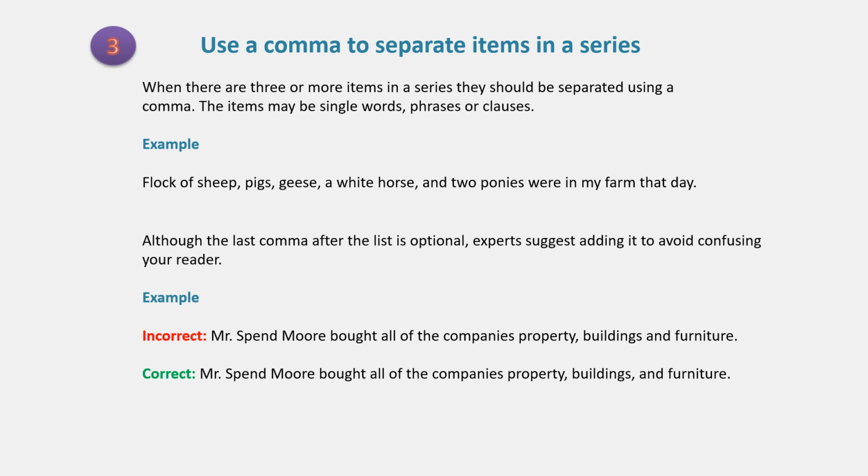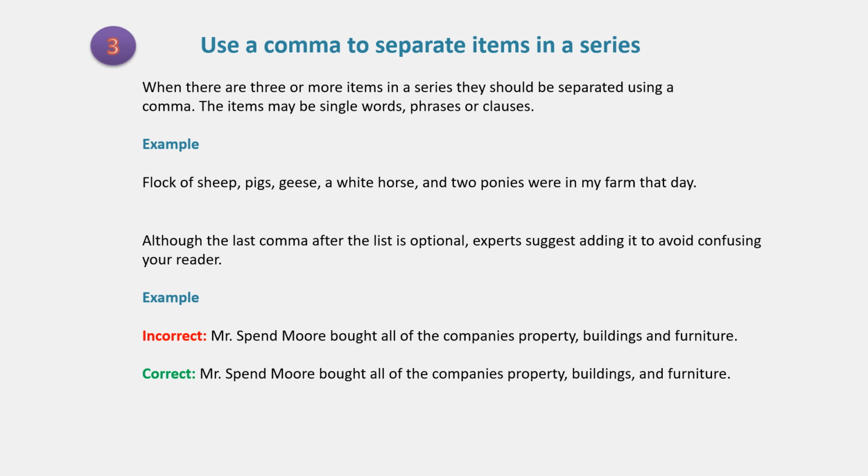So in this rule, although the last comma after the list is optional, experts suggest adding it to avoid confusing your reader. For example, the first sentence is incorrect. Mr. Spenmore bought all of the company's property, buildings and furniture. But looking at the second part of the sentence, the comma after the buildings makes the reader understand that the property, the buildings, and the furniture are separate items in this list.